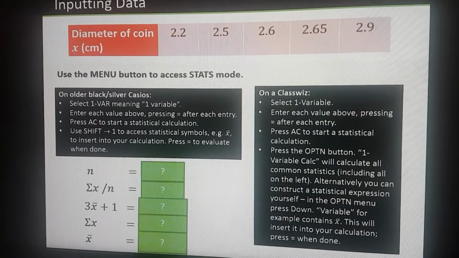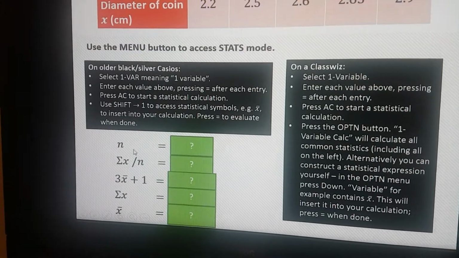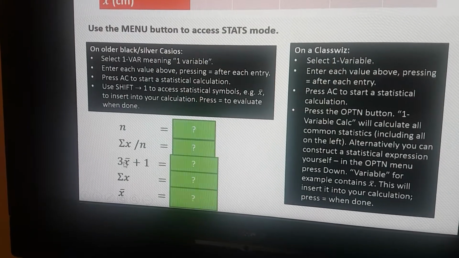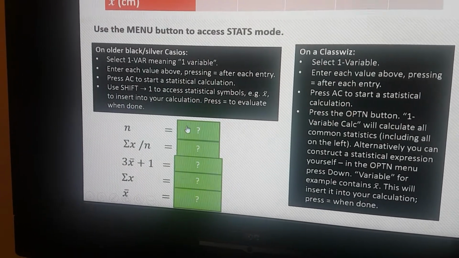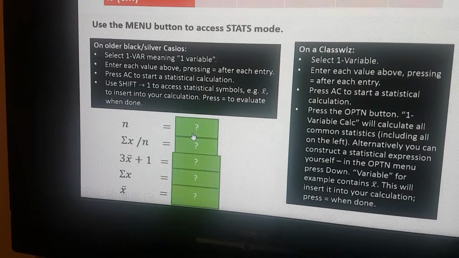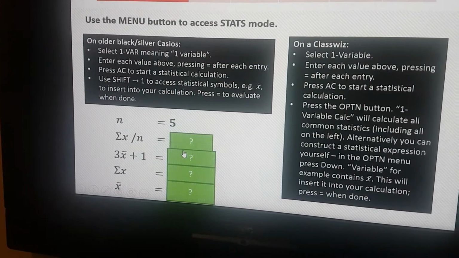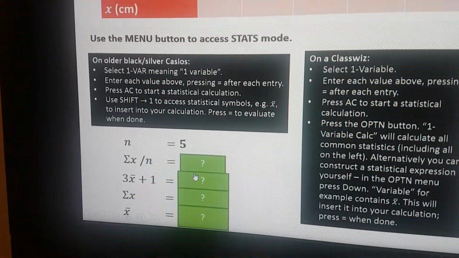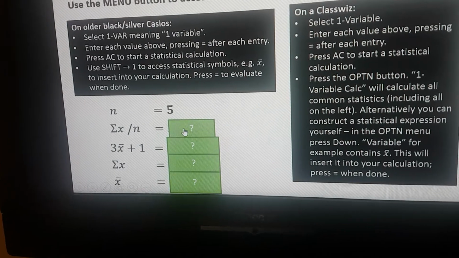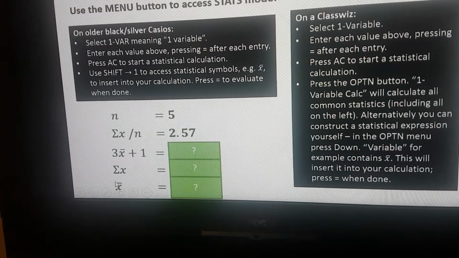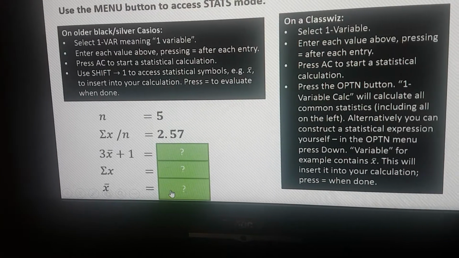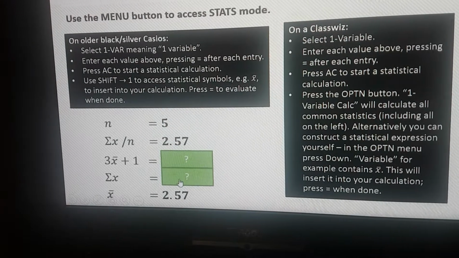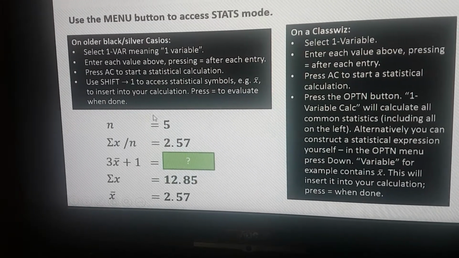Okay. Here on the side, there are values, not all of them, but for example this one, the calculator will not give you, but it will give you n. In this case we know that n is 5 because there are 5 values. It will give you the mean, which is sigma x divided by n, or sum of x divided by n, which is the same as x bar, by the way, so this will have to be the same value. It will give you sigma x as well, and it will give you n as well.